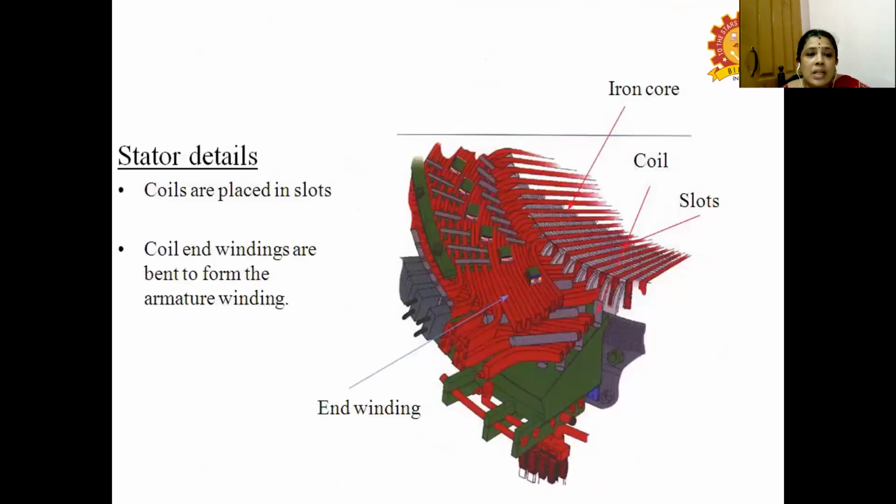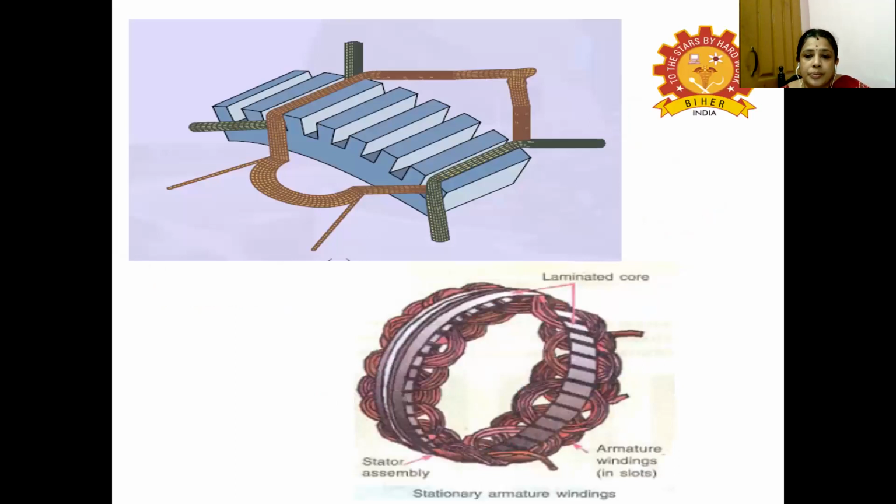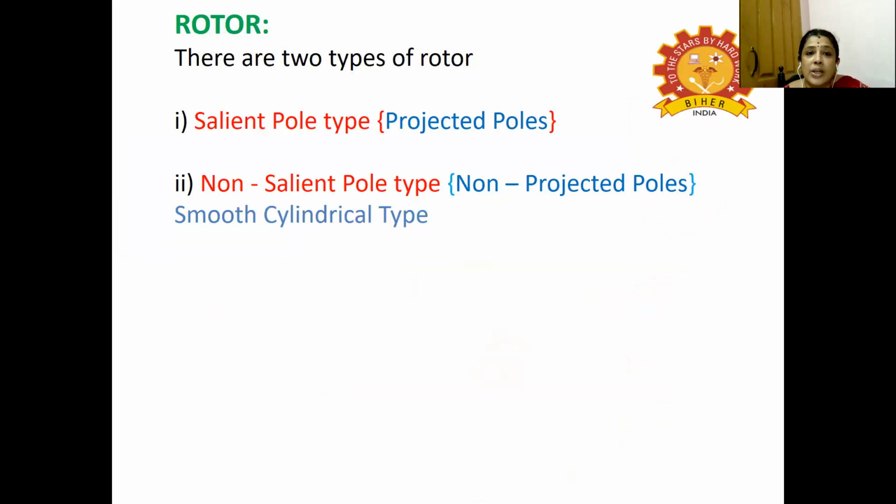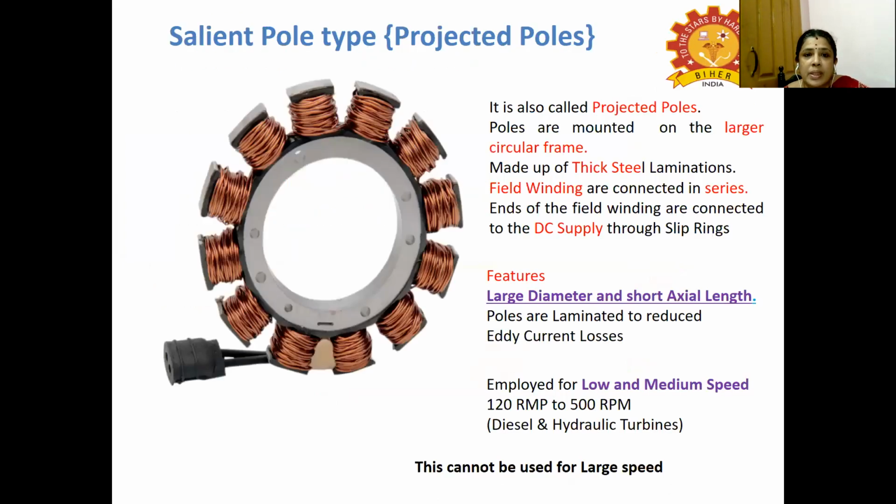Stator: stator core, coils, iron core, slots, and end windings. Coils are placed in the slots. The coil end windings are bent to form the armature windings. Rotor: there are two types of rotors. One is called the salient pole rotor, that is, projected poles. The other is called the non-salient pole type, non-projected poles, a smooth cylindrical type.